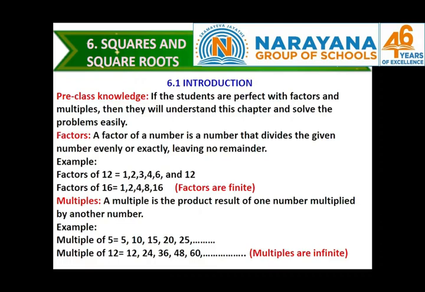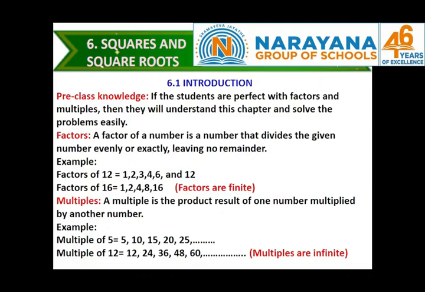A factor of a number is a number that divides the given number evenly or exactly, leaving no remainder. Let us take the example 12. The factors of 12 are 1, 2, 3, 4, 6 and 12. If we divide 12 with these numbers, we will get exact quotient without a remainder. And the factors of 16 are 1, 2, 4, 8 and 16. So here also we'll get factors without remainder.